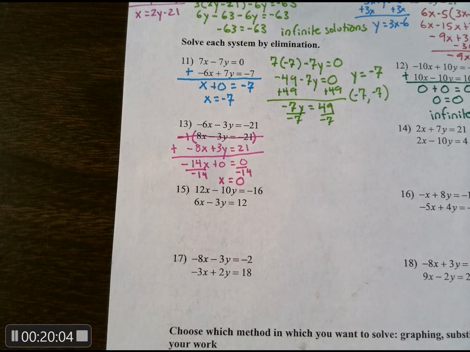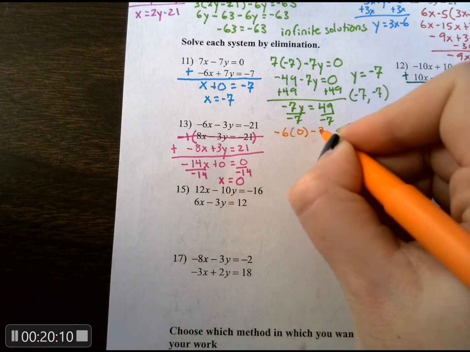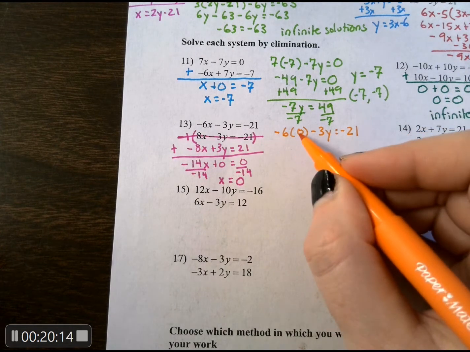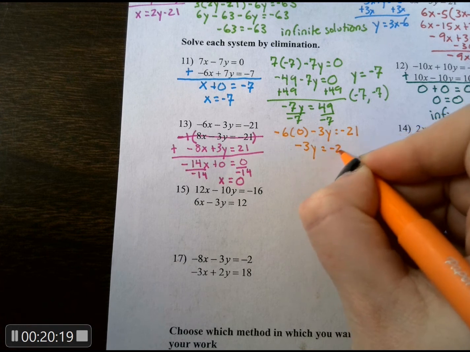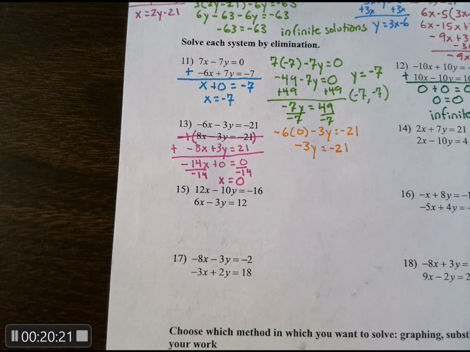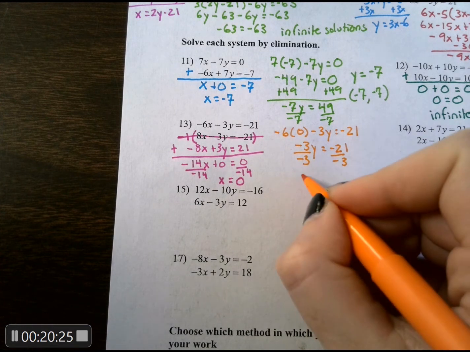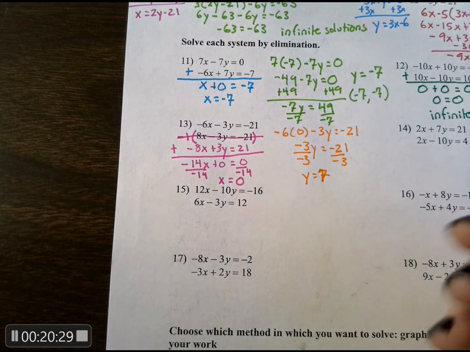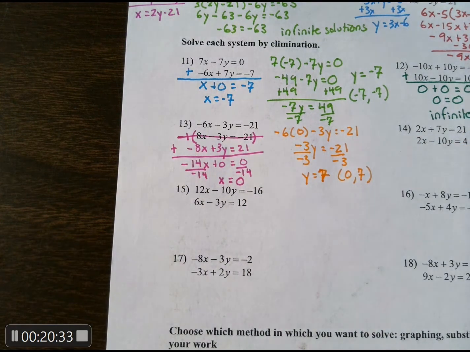Then you're going to pick which equation you want to substitute into. So negative 6 times 0 minus 3y equals negative 21. Negative 6 times 0 will give me 0. So we're left with negative 3y equals negative 21. Divide by negative 3. So y equals 7. So then our coordinate point is 0, 7.